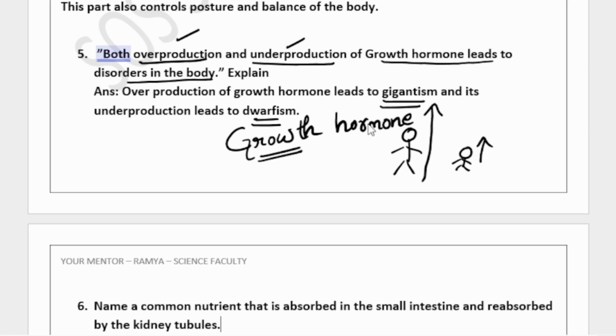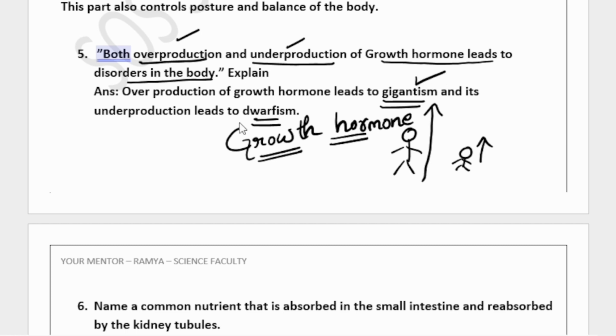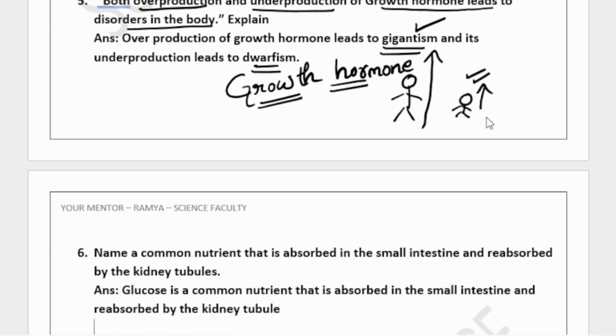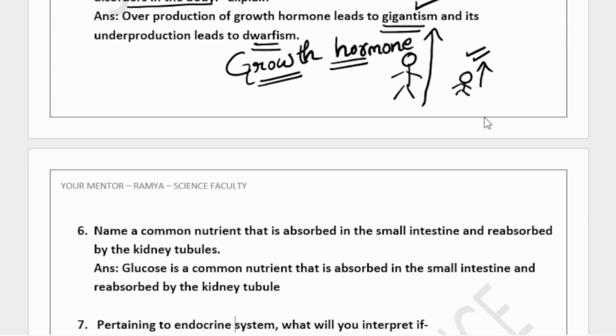So release of more growth hormone leads to gigantism. Release of less growth hormone leads to dwarfism. Both are very important, my dear students. Okay. So you have to know all the functions of hormones. Okay. Growth hormone, thyroid hormone and adrenaline hormone, testes, ovaries. You should know the functions of all the hormones. So now let's go for the next, sixth question.